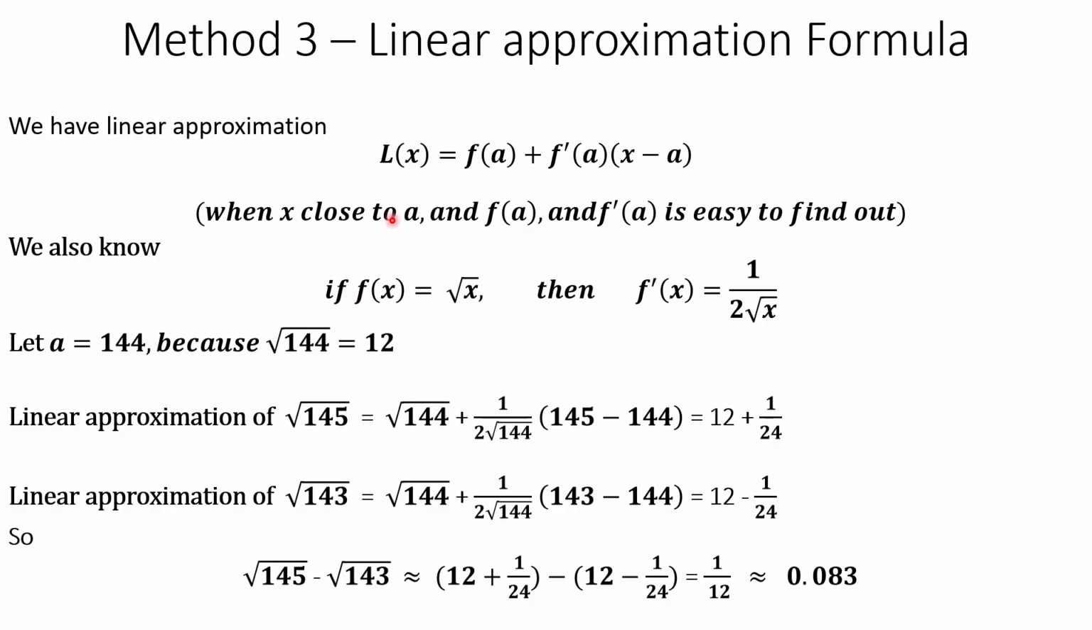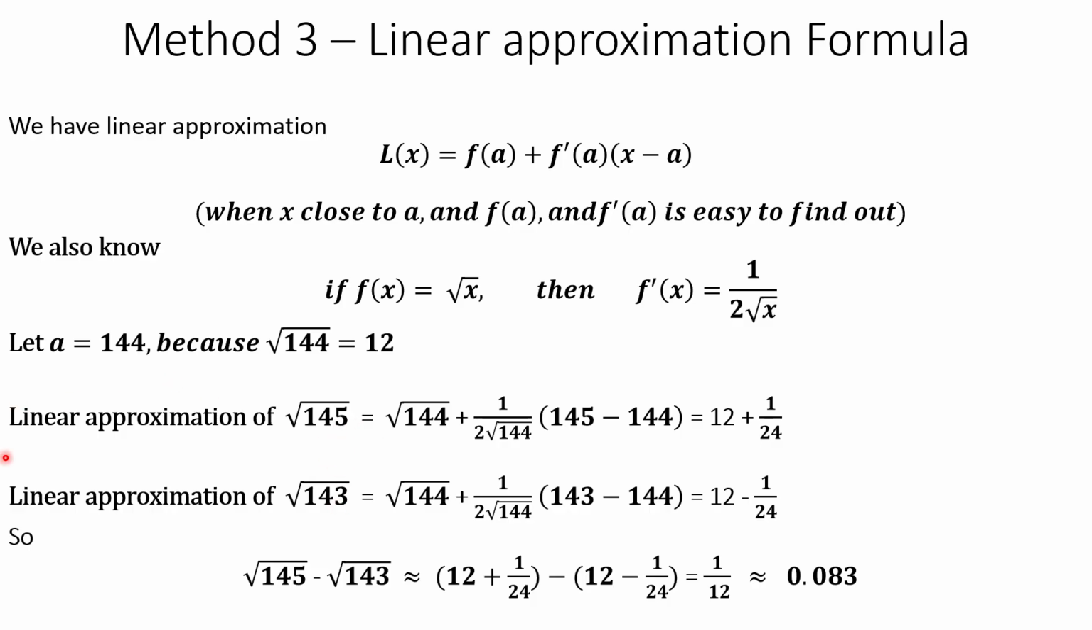And also we know that if the function of x is equal to the square root of x, then the derived function of x is going to be 1 over 2 times the root of x, because root of x is essentially x to the power of 1 over 2, and the derived function would be 1 over 2 times x to the power of 1 over 2 minus 1, which is 1 over 2 times 1 over root of x, which is going to be 1 over 2 times the root of x. So now let a be 144 because it's a square number that's really close to both numbers.